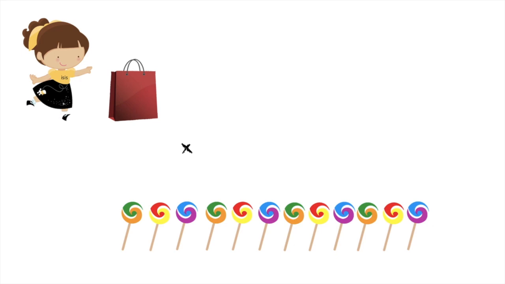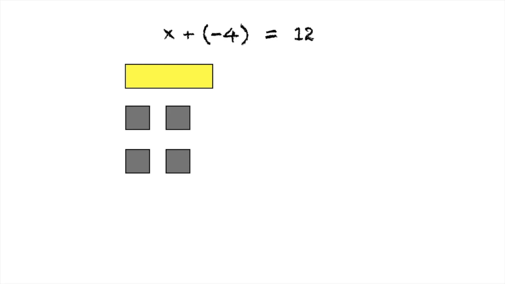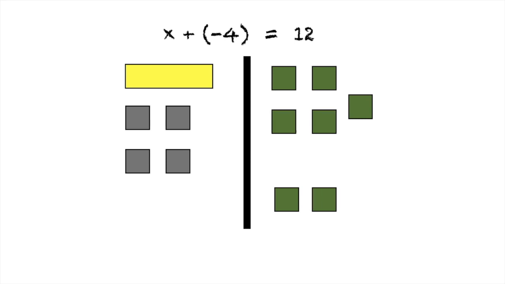So it can actually be written in 2 ways. Here we have x plus negative 4 is equivalent to 12 since she's left with 12 lollipops. Or we can also have x minus 4 is equal to 12. Now let's check with our materials. Here we have x plus negative 4 is equal to 12. Let's start with this equation first. Here we have x and we are adding 4 negative tiles. On the other side, we have 12 positive units.